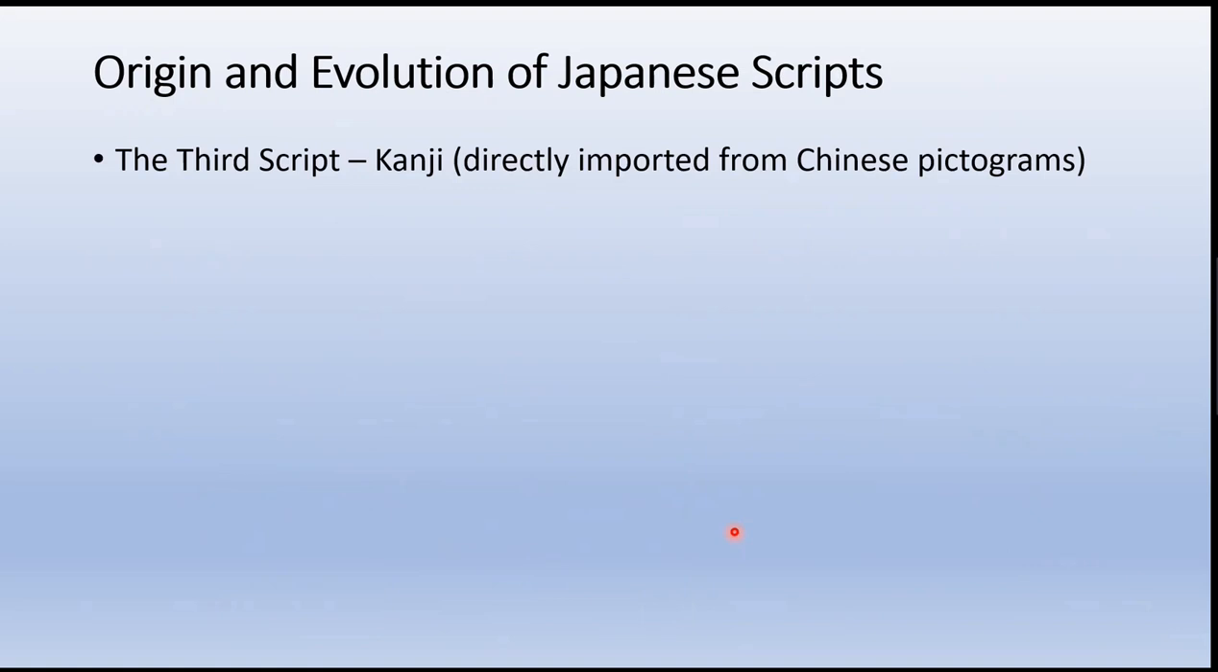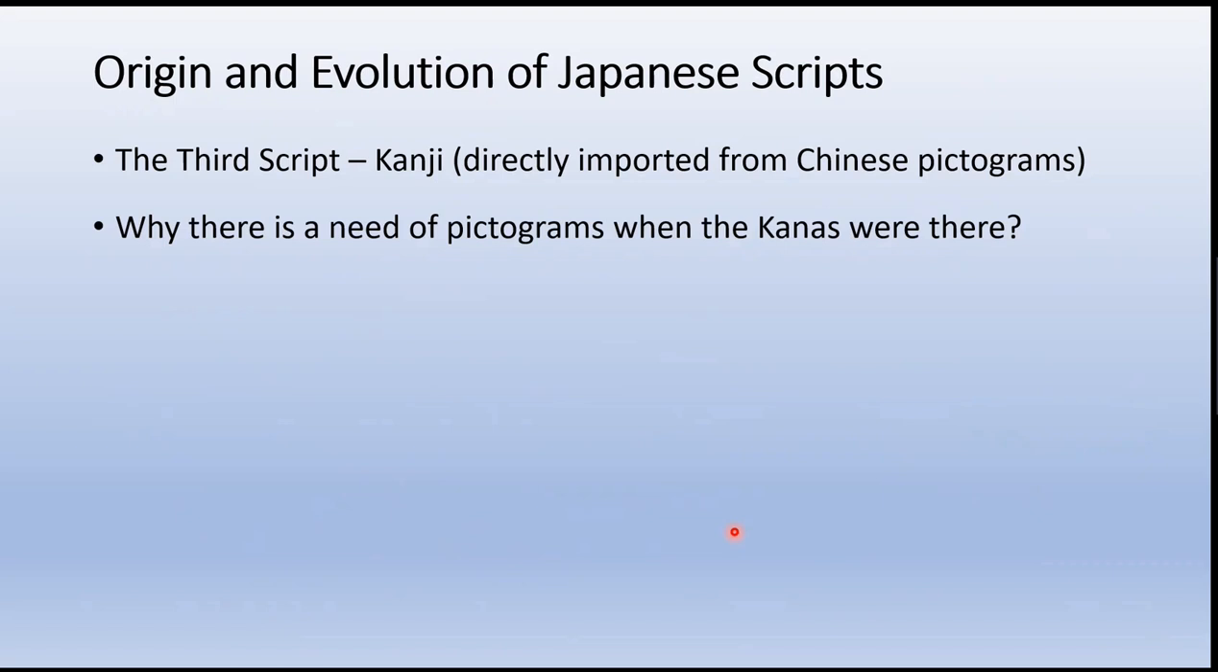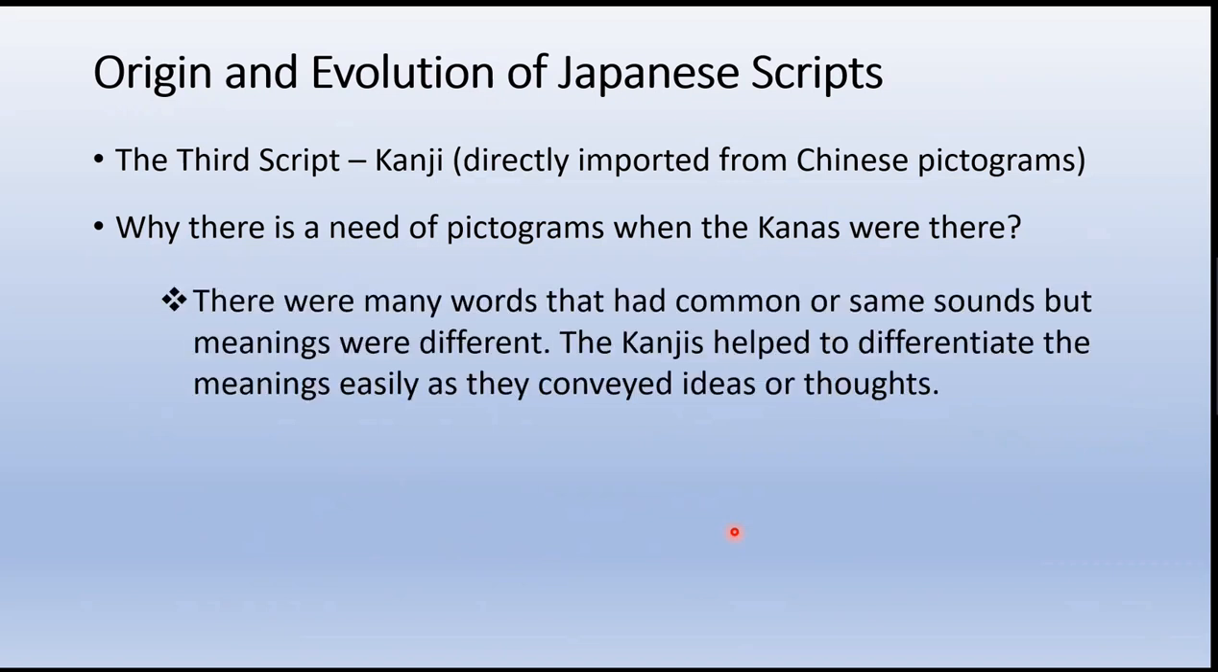After Kana scripts, we have the third script, kanji, which is directly imported from Chinese pictograms. But why is there a need of pictograms when the kanas were already there and were capable of writing the entire Japanese language? There were many words that had common or same sounds in them, but meanings were different. So the kanjis helped to differentiate the meanings easily as they conveyed ideas or thoughts.